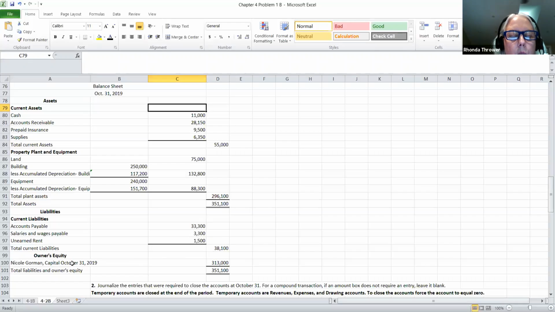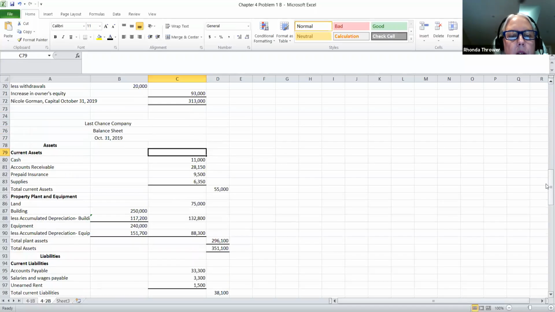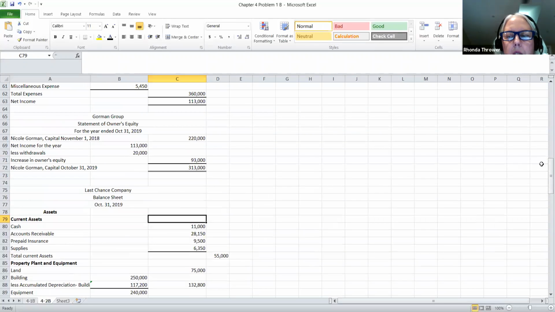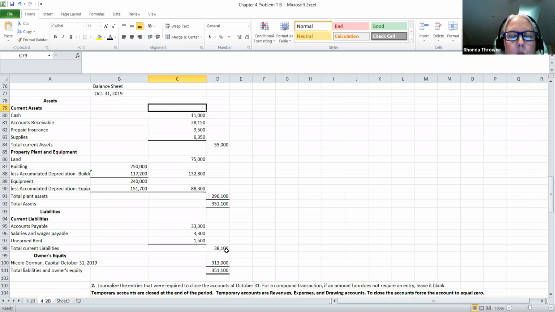The last thing that you're going to put on a balance sheet is the owner's capital at the end of the year. And that only can come from your statement of owner's equity. So we'll refer back to our statement of owner's equity. The 313,000 is where you get the amount that goes here, which combined with your liabilities gives you a total liabilities and owner's equity amount of 351,100. Notice that the total liabilities and owner's equity has to balance with the total of the assets.